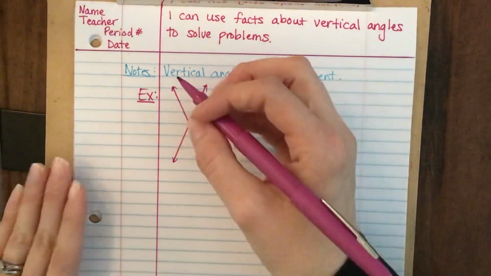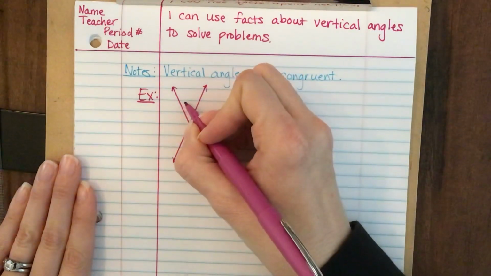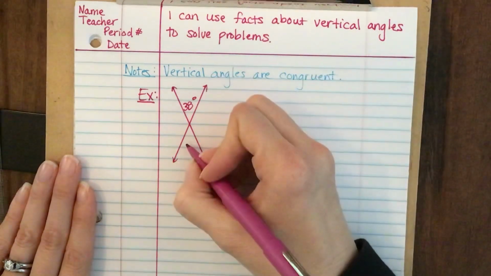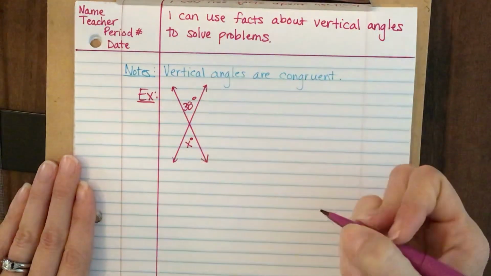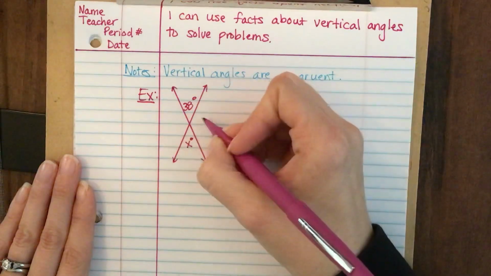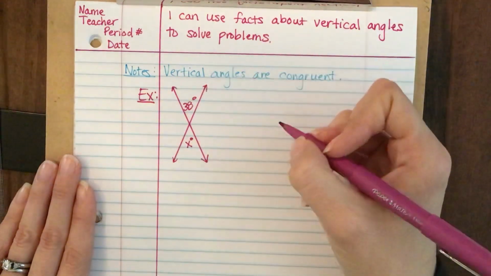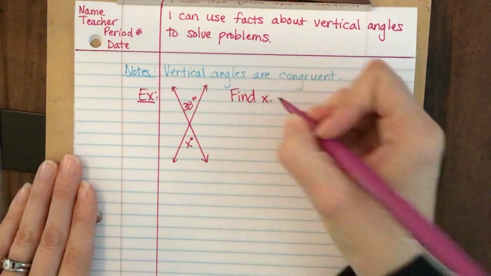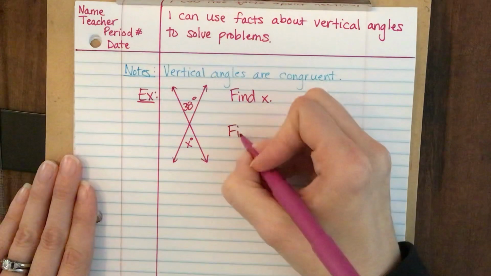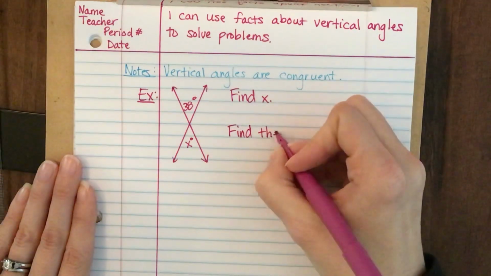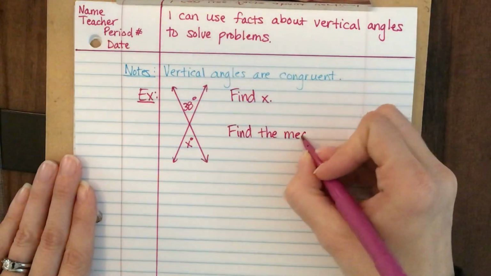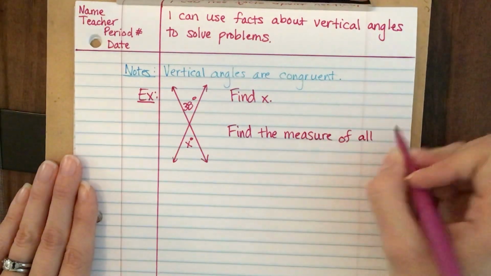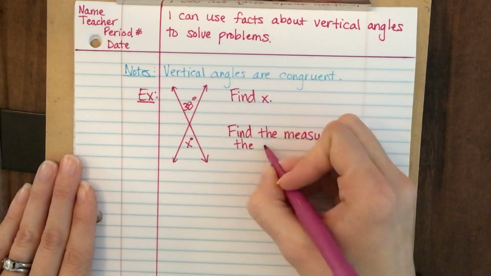So let's set this up. Let's say that this angle right here is 38 degrees. And we want to find out what x is and also find the measure of these opposite angles here too. So we're going to find x, and then we're going to find the measure of all the angles.